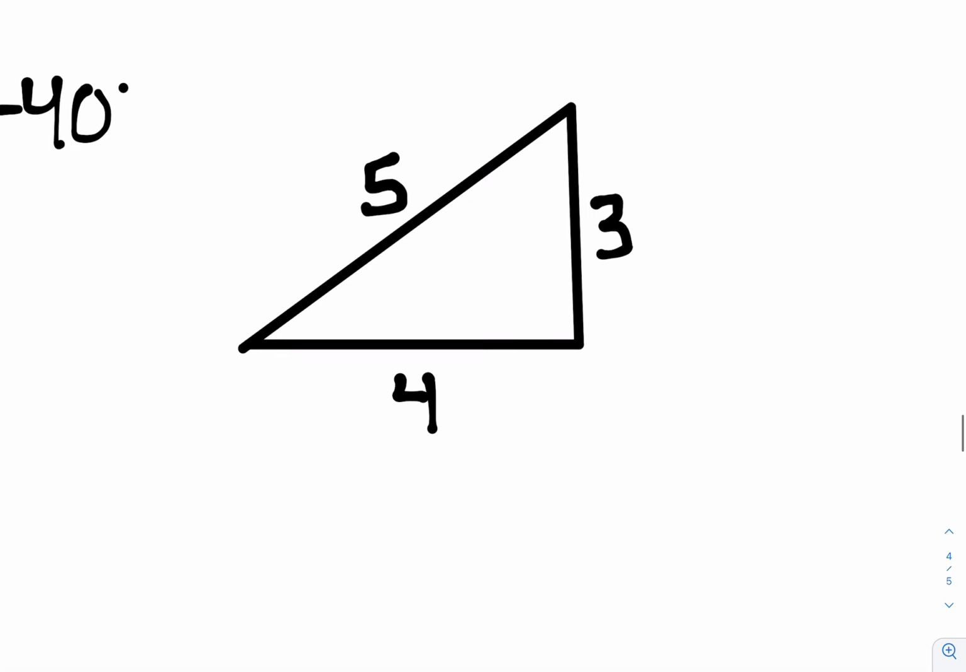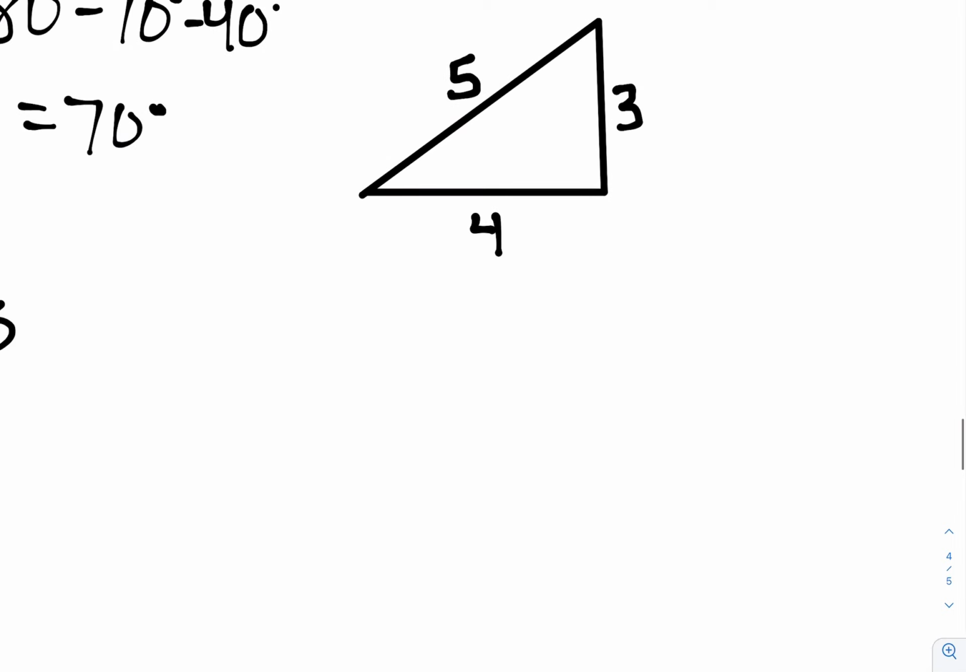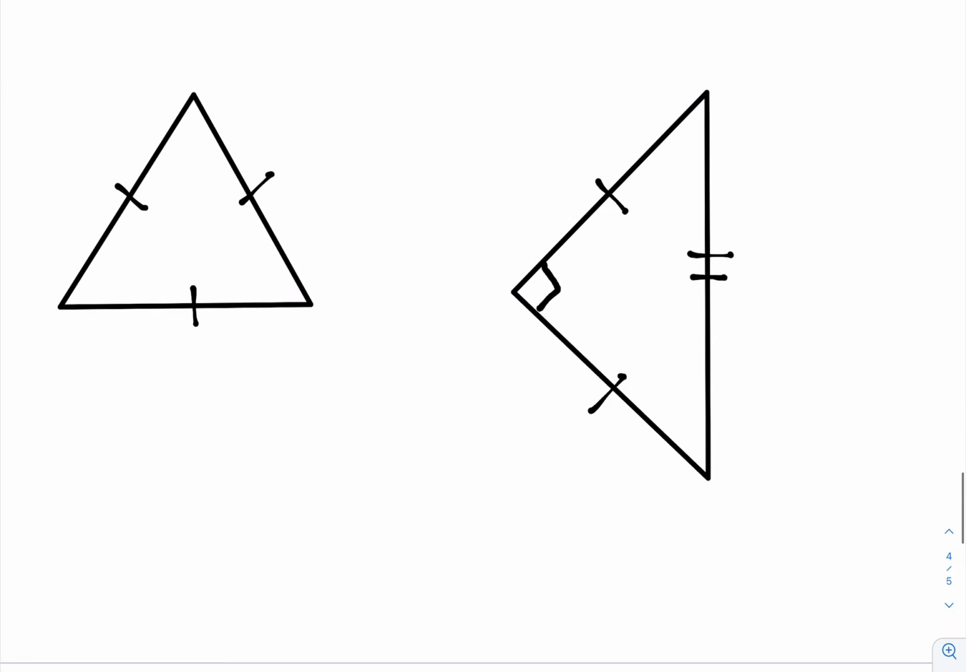Okay, this one here, well, we see that this is 5, this is 3, and this is 4. So nothing's really kind of correlating, everything's different. And every time you see that, that's going to be a scalene triangle. Okay, see here we have a single line, single line, single line going through every single leg. So this is going to be equilateral. Hopefully you're starting to see these patterns.